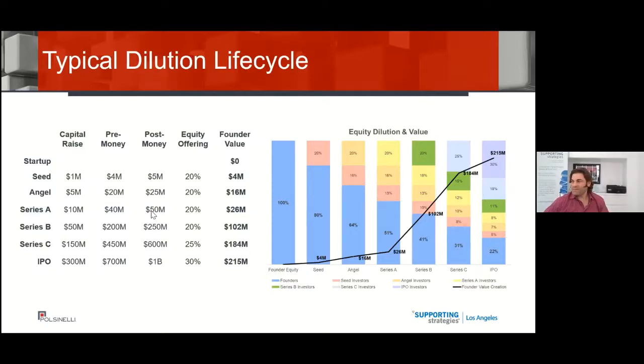And if you fast forward all the way through to exit, let's say this company has an IPO at $1 billion, however many years out into the future, those same investors own, according to this scenario here, 5%, that little skinny red line down on the last column on the right, 5% of $1 billion.